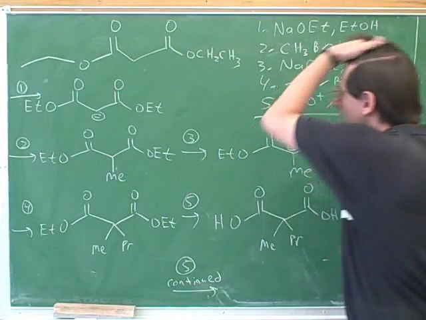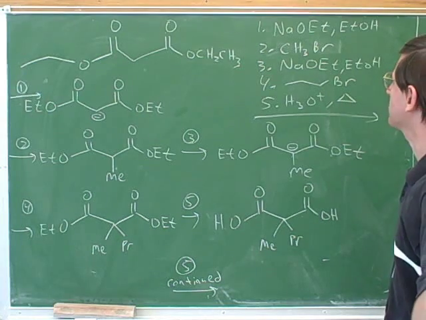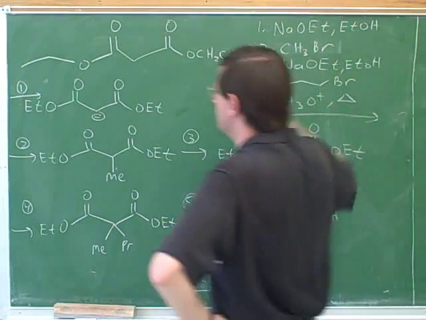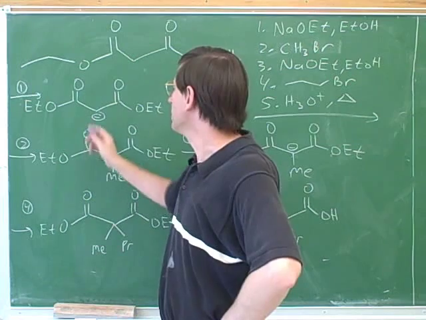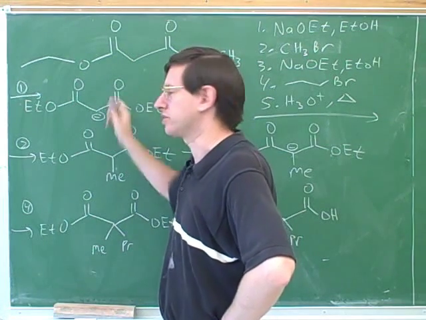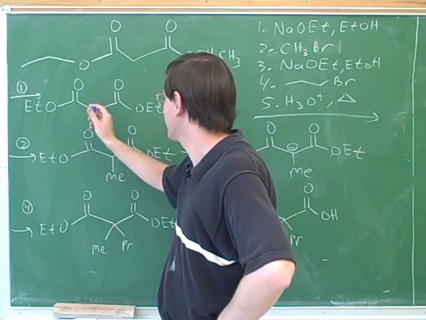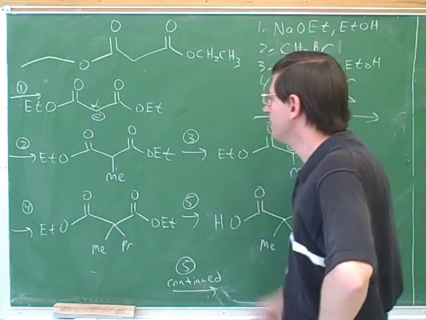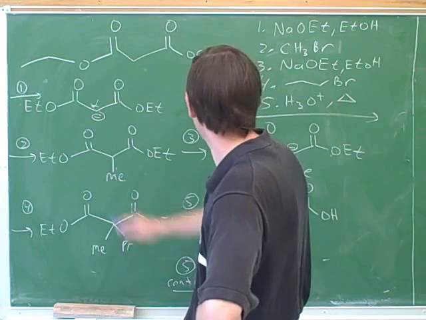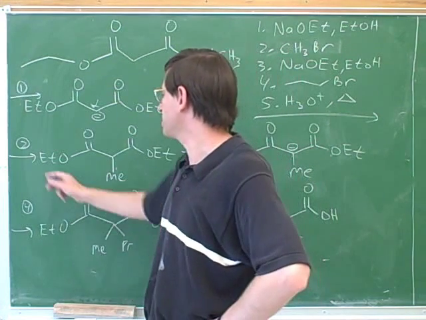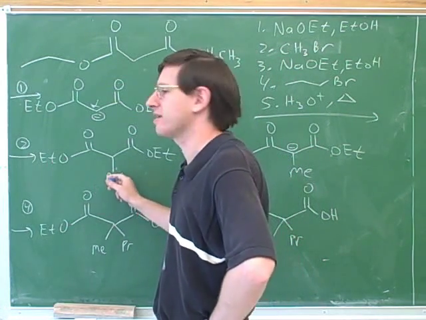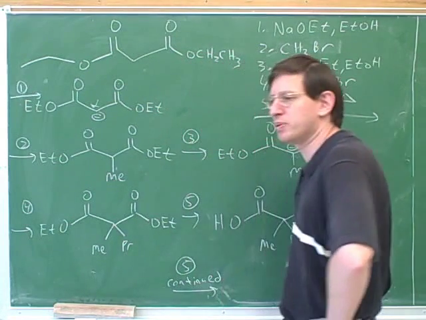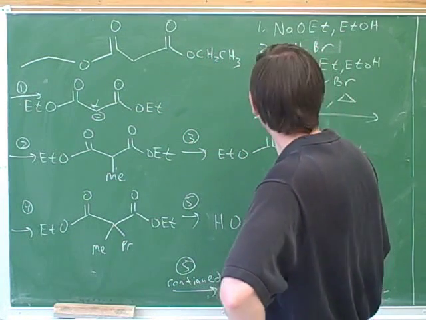Now, let's see how we got to where we are here. We used the base to deprotonate this alpha carbon. We know this is well stabilized by 2 resonance structures. I like to draw the resonance structure where the negative charge is on the alpha carbon, but maybe you prefer to put it on the oxygen. Doesn't matter. Then we put on the methyl group with an SN2 reaction. Notice how I keep using abbreviations to save writing time: ET for ethyl, ME for methyl, and PR for propyl. That can save you from some mistakes.